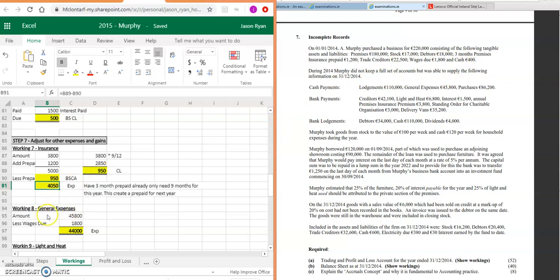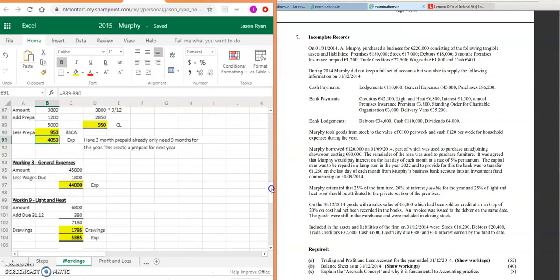We also have general expenses in this one. Usually with general expenses, we're going to put them together with your wages. So our general expenses are your cash payments of 45,800. And then your wages due, which we should have paid, is going to be 1,800. So you're going to take it away, because that should be paid during this year. So it's going to give your general expenses of 44,000. That goes into your profit and loss account as your expense.